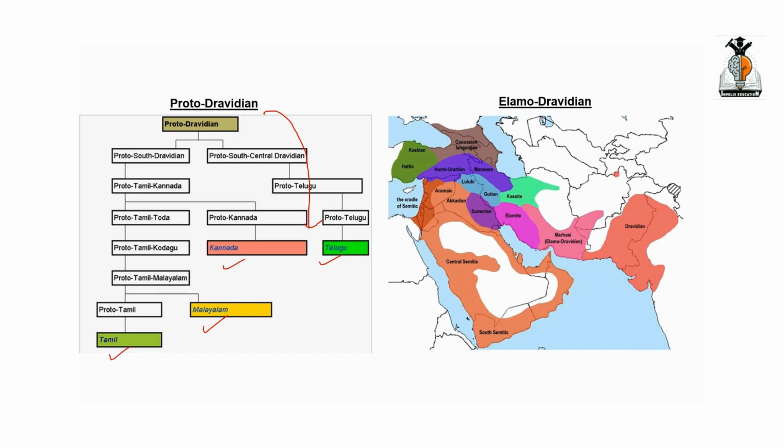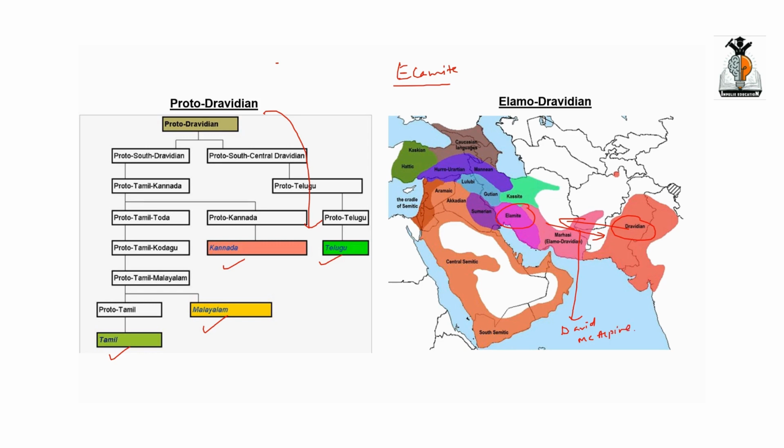Next, let us discuss Elamo-Dravidian languages. It is a hypothesized language that links the Elamite language of ancient Elam, now Iran, and the Dravidian languages of South Asia. The existence of this language in Indus Valley civilization was suggested by David McAlpin in 1971.